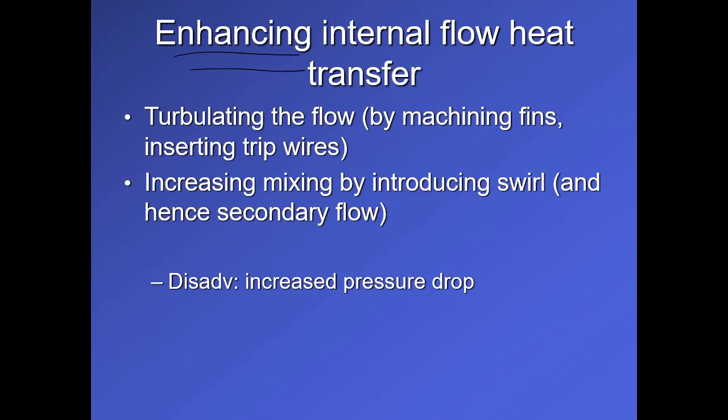One of the things that can be done is to machine fins into it. When you machine different shapes into the internal surface, that results in turbulating the flow, leading to an increase in the rate of heat transfer. You can also insert trip wires, which trip the boundary layer and make it turbulent, which ultimately results in increasing the heat transfer coefficient and the rate of heat transfer.